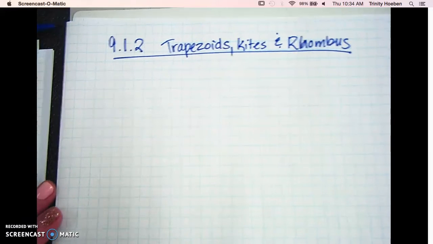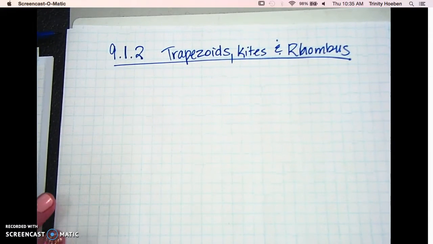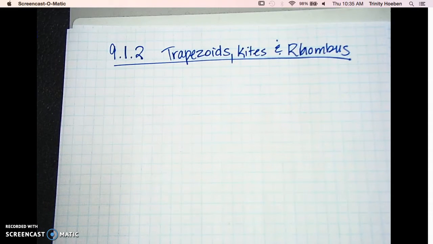All right, so we're going to do day 2 of 9.1. Today we're going to cover trapezoids, kites, and rhombus. So you just put the formulas on your formula sheet. I just want to make sure that you know the 5 steps from yesterday.